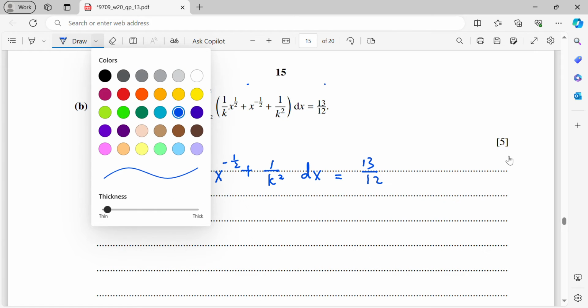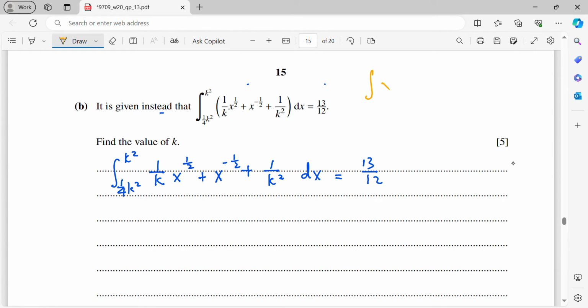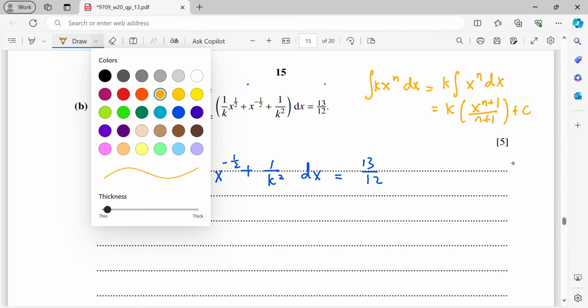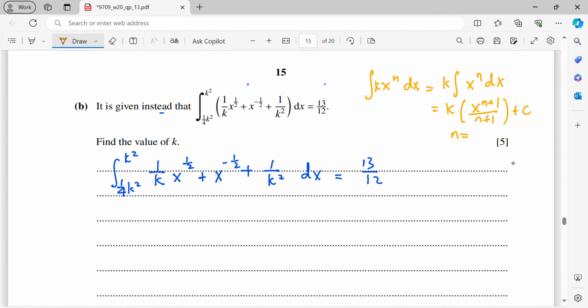When I integrate, let's say, k x to the power n, since the k is a constant and multiplied with x to the power n, we can take out the k and integrate x to the power n. This is k of x to the power n plus 1 over n plus 1, then plus c. That is the formula. Now, remember this formula is valid when n is not minus 1. Otherwise, you get over 0, which is an error.